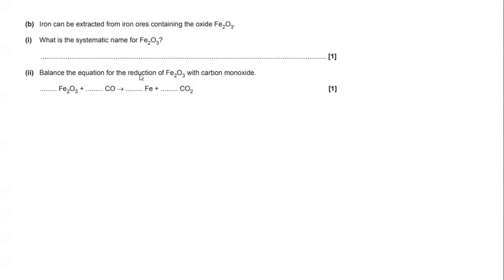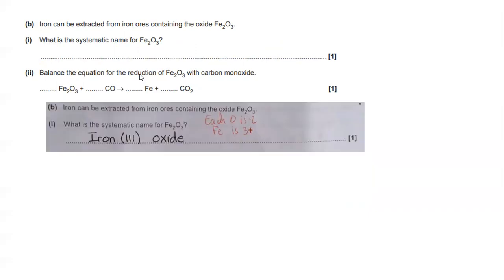Next bit: iron can be extracted from iron ores containing the oxide Fe2O3. What is the systematic name for Fe2O3? With a systematic name of an ionic compound with a transition metal, you have to give the oxidation number of the metal. In that case, we have overall no charge. Each oxygen is -2, so that's -6. So Fe2 must be responsible for +6. Therefore, each Fe must be 3+. It is therefore iron(III) oxide.